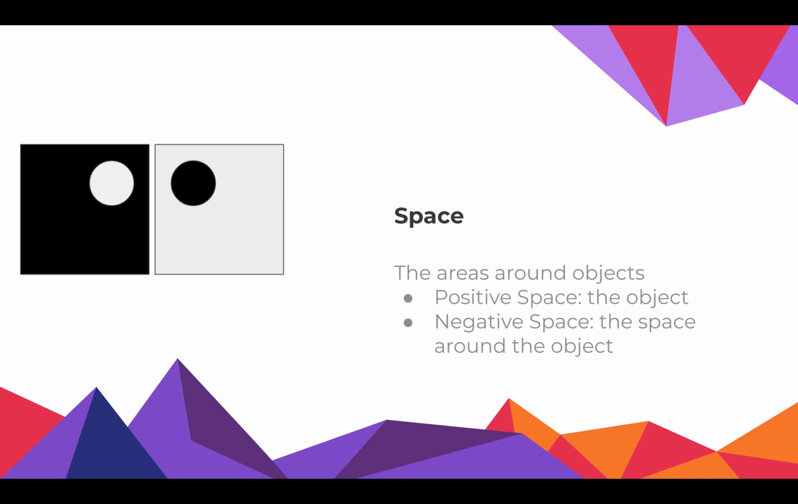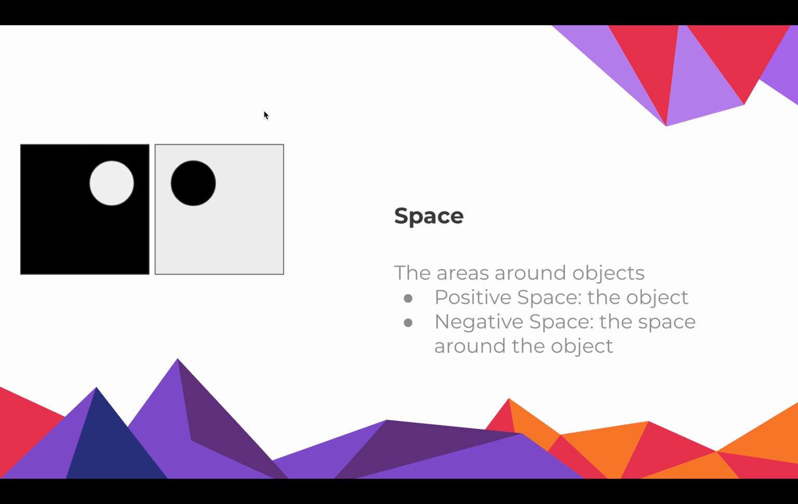Space. The area around objects. There is positive space, which is the object itself, and negative space, which is the space around the object. For example, on your notes, I want you to draw a square and draw a circle that is colored in inside of that square, like the one you see on your screen.